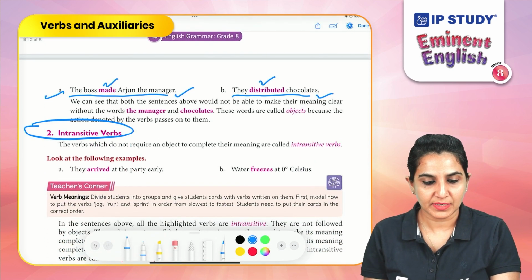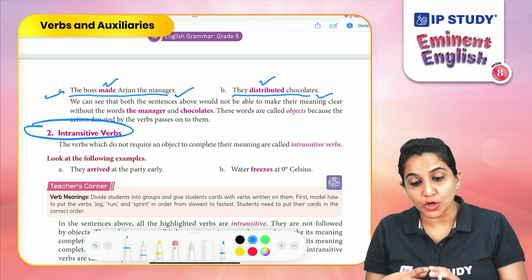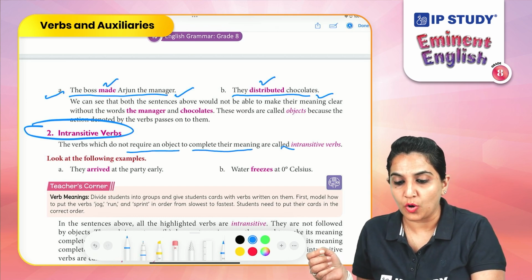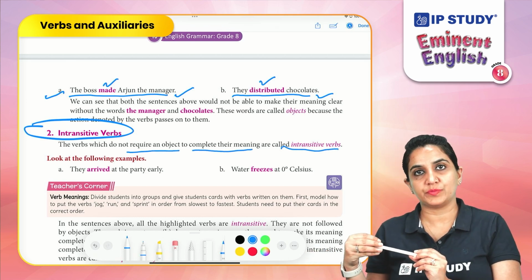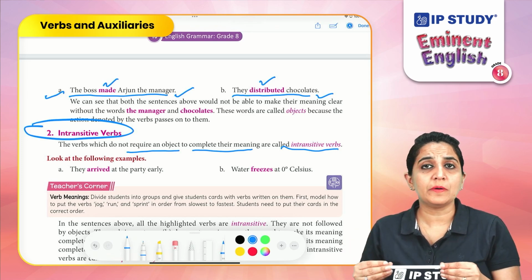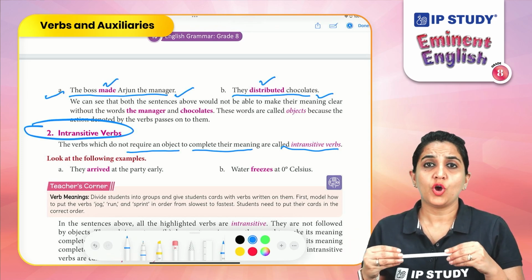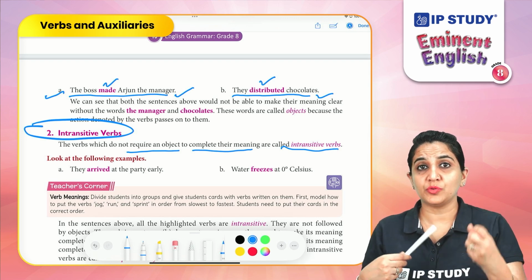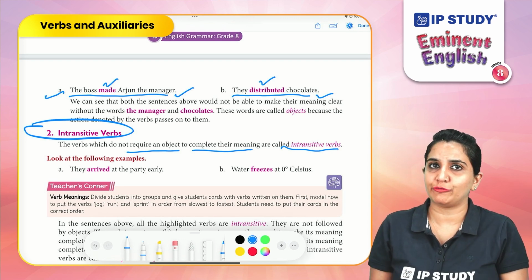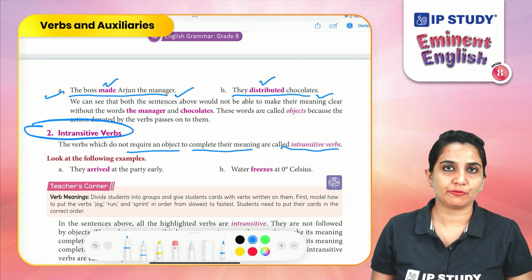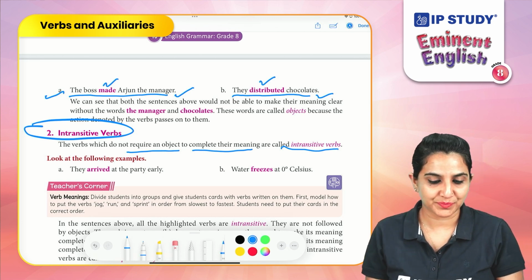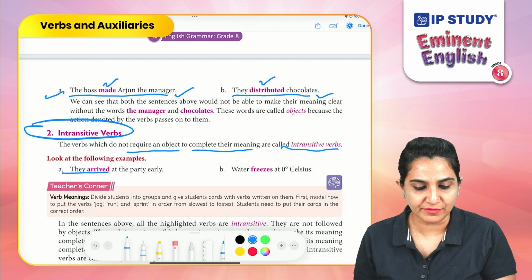Intransitive verbs. Now the verbs which do not require an object to complete their meaning are called intransitive verbs. That means these verbs can be used standalone, because when we use these words, they make the sentence meaningful by itself. Let's read some examples. They arrived at the party early.